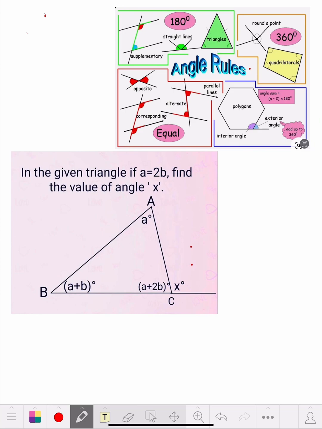The problem they gave us today says, in the given triangle, if A equals 2B, find the value of angle X. Okay, we'd quickly look at this triangle, and if you didn't read all these instructions carefully, you look and say, wow, there's no values, no numbers, because you might have just read this real quick and said, in the given triangle, find the value of X. You'd be saying, how am I ever going to find that? But there was a key here, right here: A equals 2B.